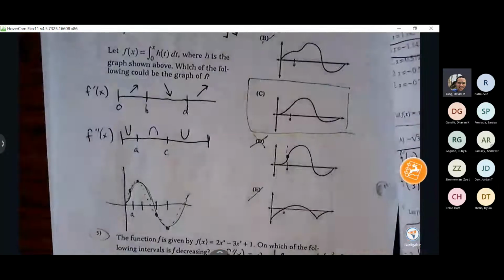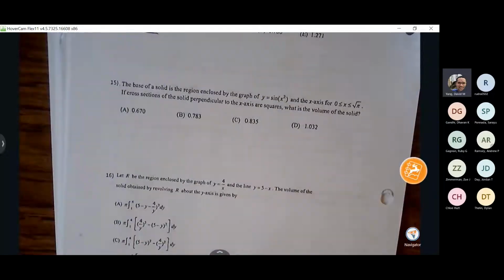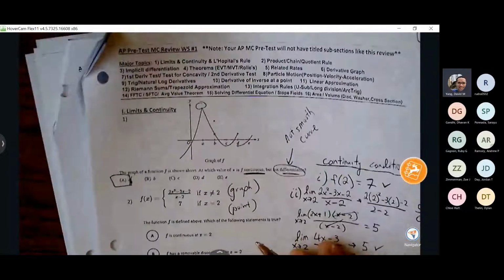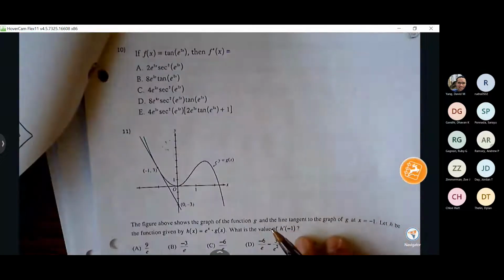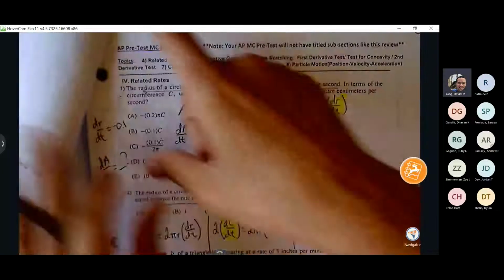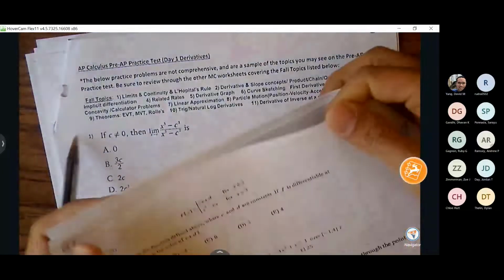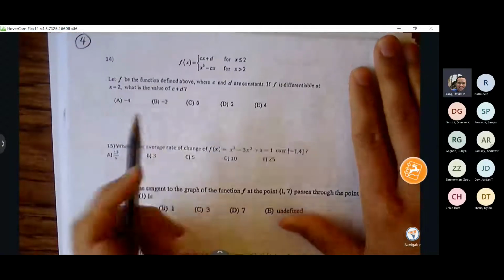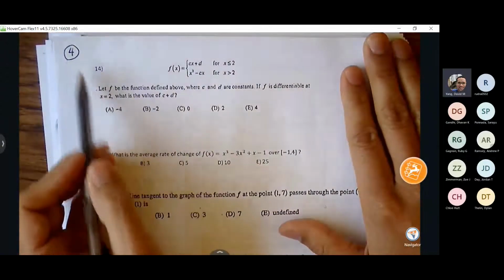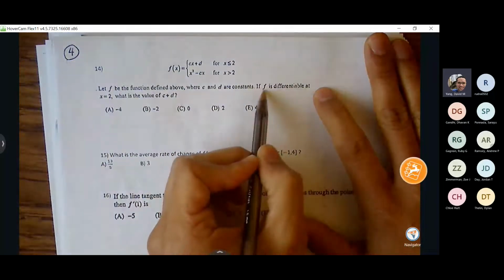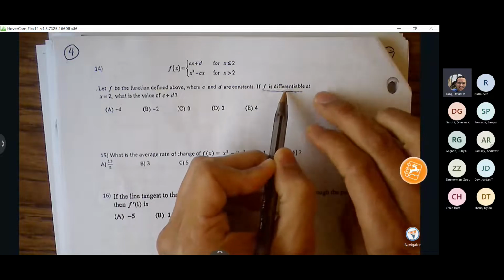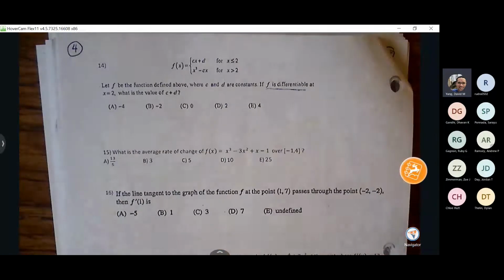All right, one more thing I want to go over that I think will be beneficial. I asked that you guys review pages 1 through 8, because these are also derivative topics. But I'll point out a certain problem here. Number 14. If you have a piecewise function, this is page 4, number 14, piecewise function that tells you that the function is differentiable, that's telling you two things here. It's actually telling you it's continuous and differentiable.